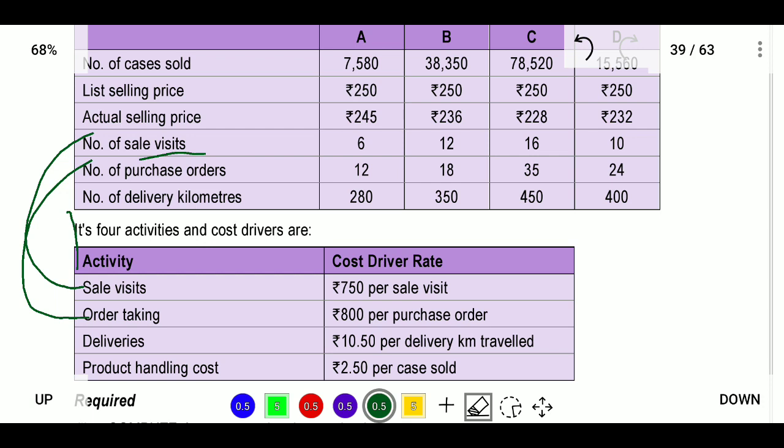Next, delivery cost per kilometer was provided. So here they provided this cost driver: 10.5 into 280, 10.5 into 350, 450 into 10.5, 400 into 10.5, and we will get the amounts.